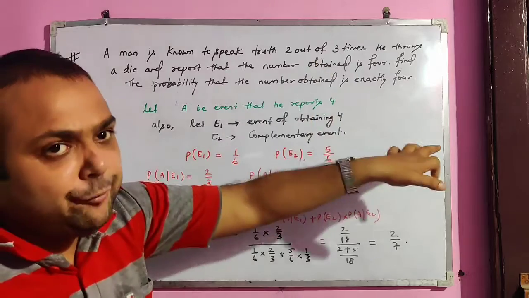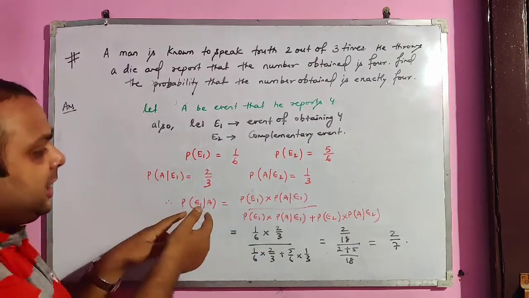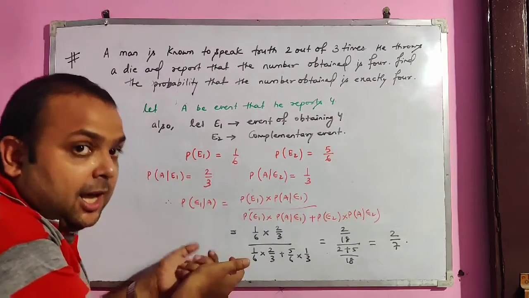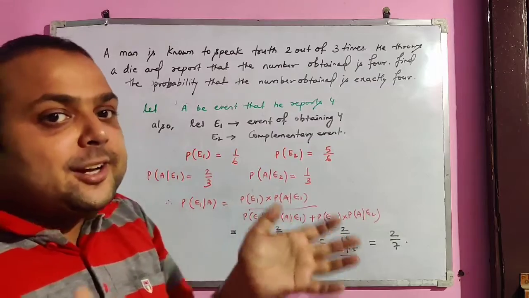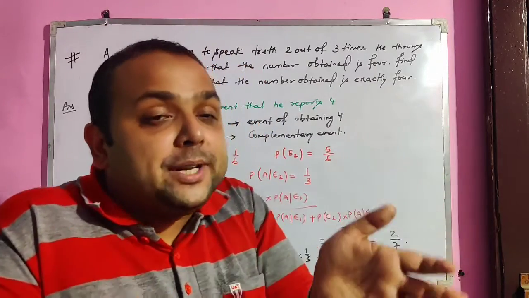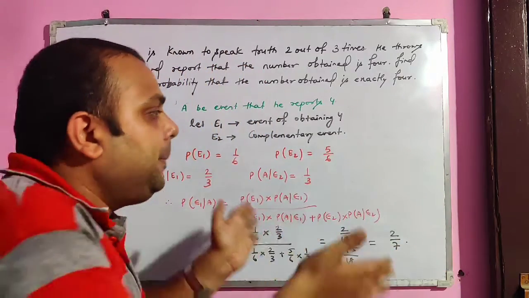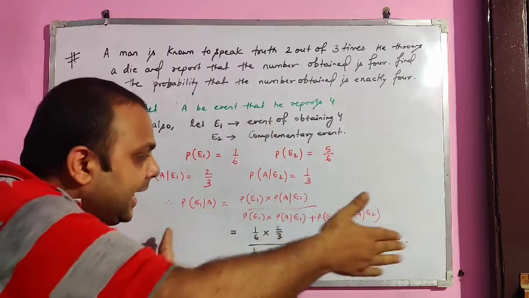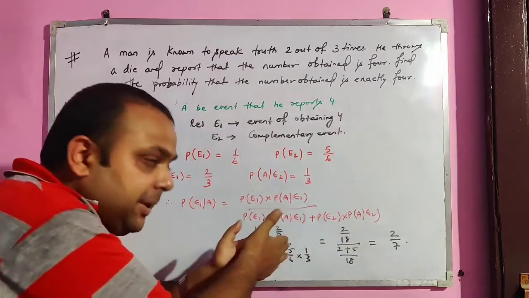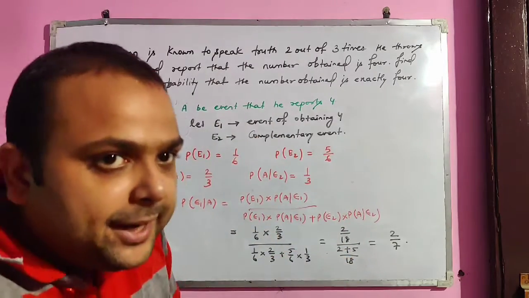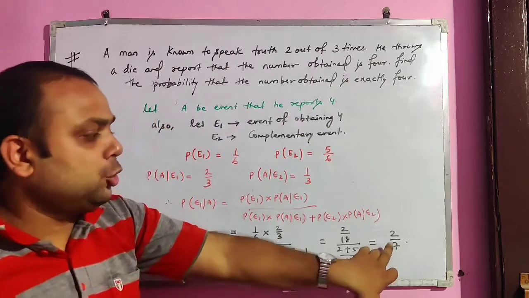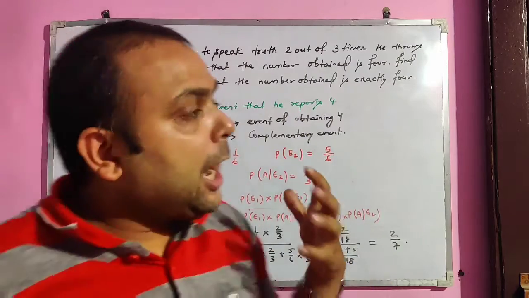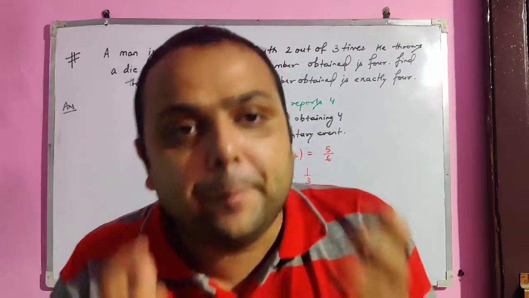Now it is exactly 4, so we have to reverse this condition: E1 conditional A. All the related probabilities of E1 and A should be placed above as the numerator, and the whole summation term should be in the denominator. Applying this, we get the solution 2 by 7. I hope you understand the concept of Bayes theorem.